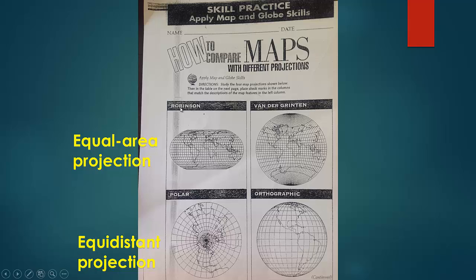The first type is known as the Robinson map, named after some person whose surname was Robinson. It's an example of an equal area projection. Here, the North and the South Pole have been stretched out. We've got the equator and the prime meridian. Here now, we've got a more accurate representation of the shapes of the continents. At the equidistant projection, we're able to measure accurately.